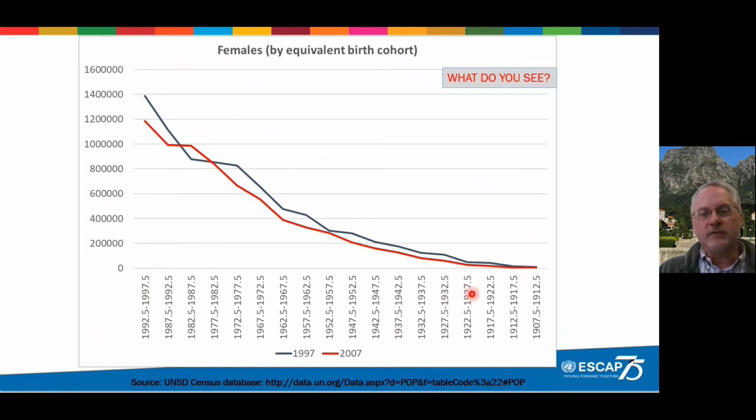And so along the x-axis, we have different birth cohorts arranged in reverse order. So these are women who are very old at the time of the censuses. These are women who are much younger at the time of the censuses. And going up the vertical axis is that count of the number of women by equivalent birth cohort.